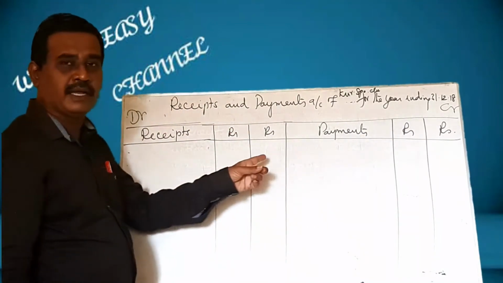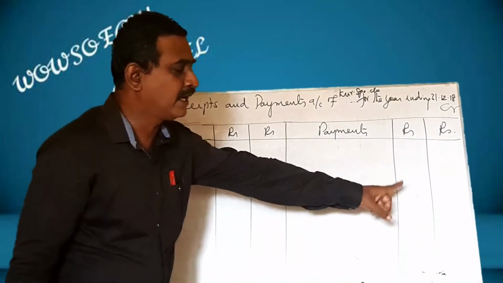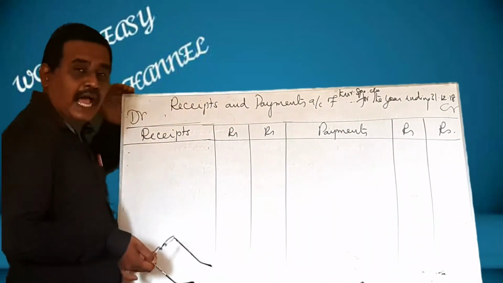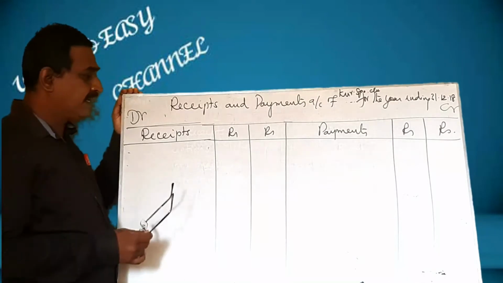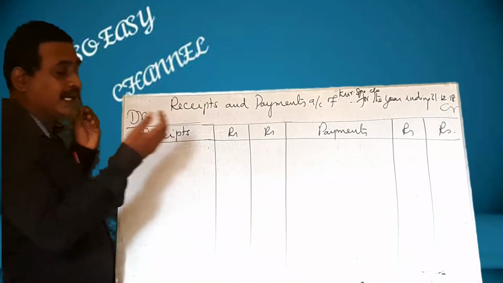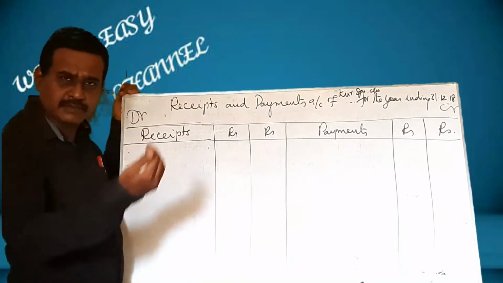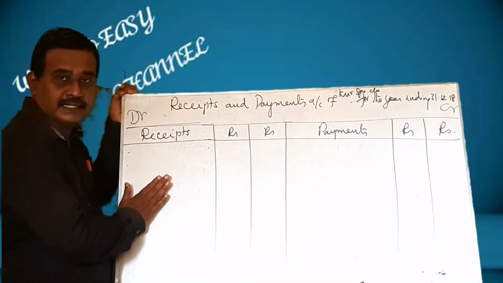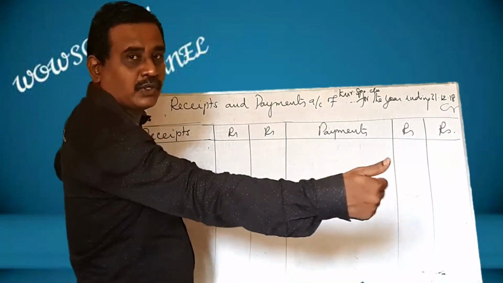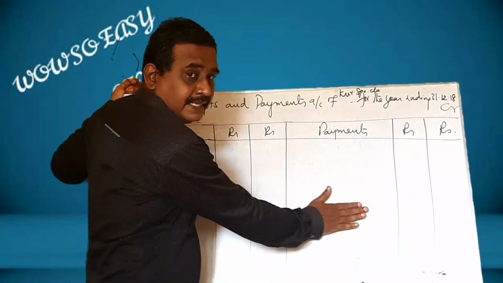Receipts, inner column, outer column. Payments, inner column, outer column. This side is meant for entering the transactions of receipts. The name itself gives you receipts. Whatever comes into the business will be recorded in the debit side. Whatever goes out of the business will be recorded in this side.